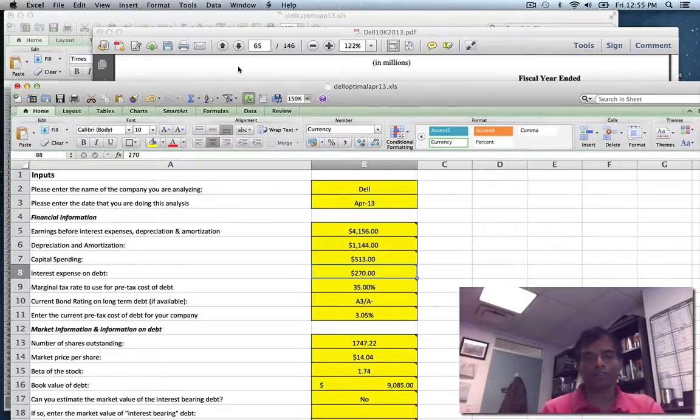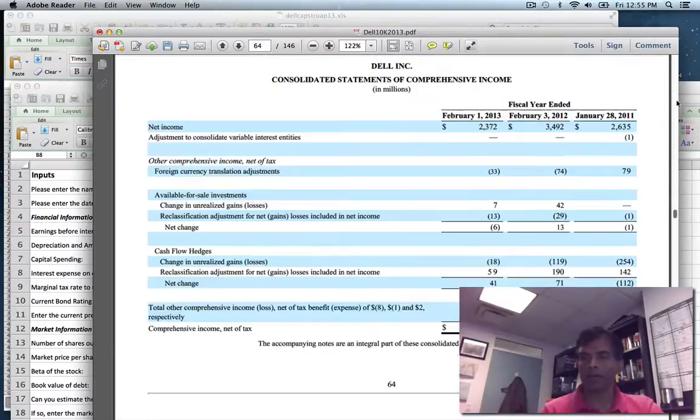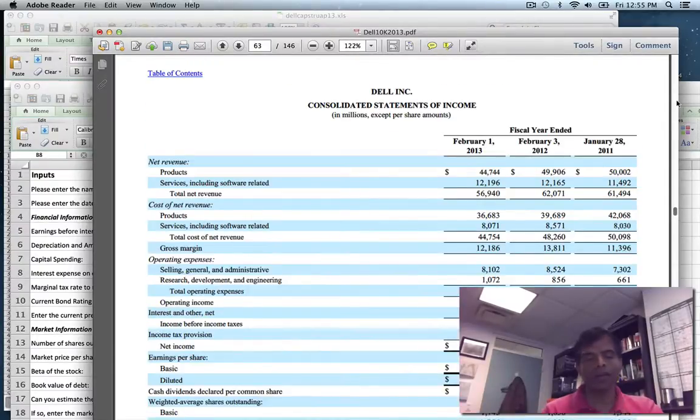Then it asks for interest expenses. That should be easy, right? It should be right in the income statement. So let me go back to the income statement, and here I run into a problem. There is an interest item, but it's a net interest item, 171 million. That doesn't help me.